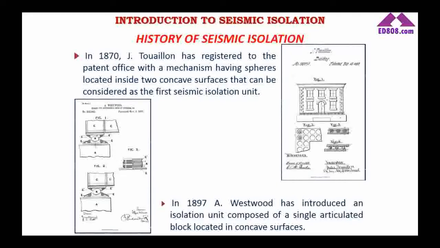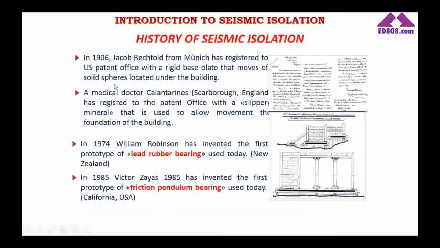He made a patent application for an isolation unit composed of a single articulated block located in concave surfaces. In 1906, in Munich, again there was a patent application for a rigid base plate that moves off solid spheres located under the building, which is very similar to the friction isolators that we use these days.